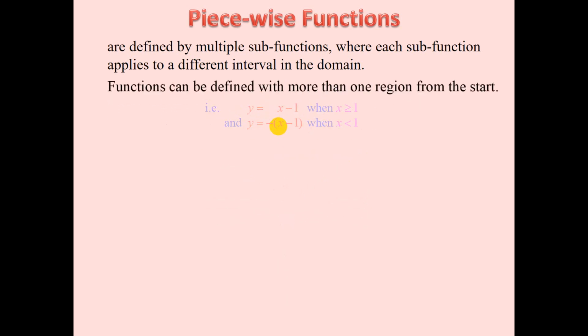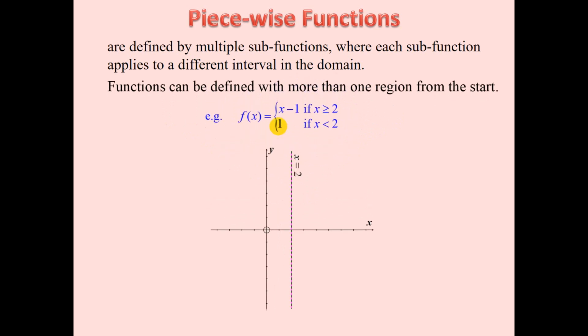We can define with more than one region from a start. It doesn't have to be a function like absolute value where that occurs. Consider this one here. It's in two sections, y equals x minus 1 if x is greater than or equal to 2. So to the right of that line, which is x equals 2, that's the critical value for this graph. And y equals 1, which will just be a horizontal line to the left of that graph. So there we go.